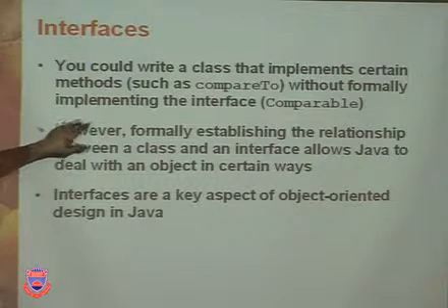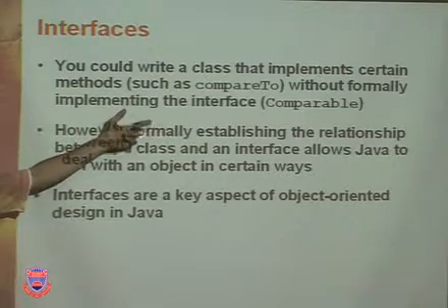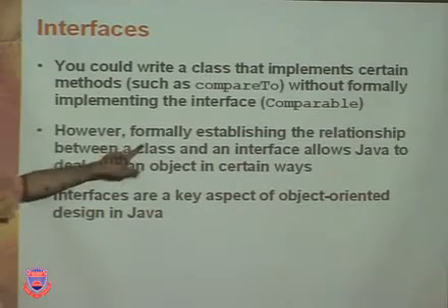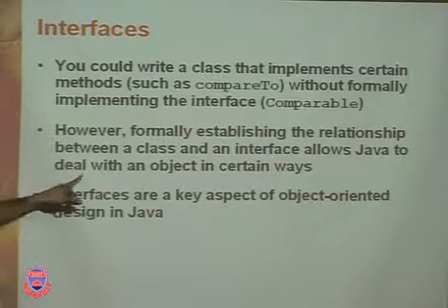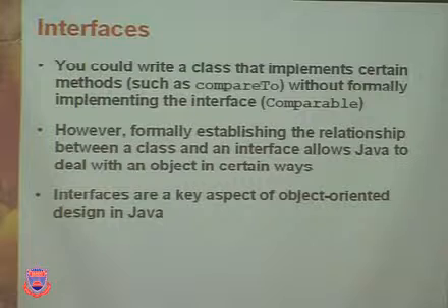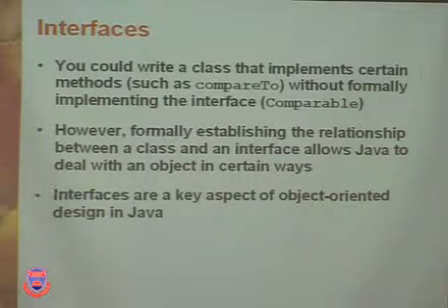As we said earlier, you can define these methods without actually implementing the interface. However, formally establishing the relationship between a class and an interface allows Java to deal with an object in certain ways. So you put restrictions on access to these methods by providing the interfaces. That again refers to the importance of interfaces. You could define these methods without going into interfaces at all.